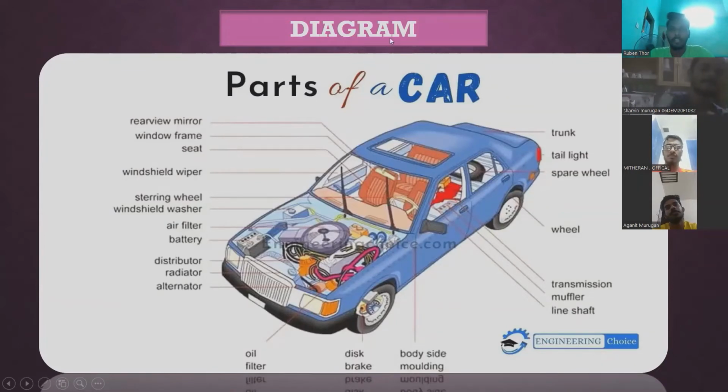Thank you very much, Mr. Sharvin. So this is a diagram of the parts of the car. We have the rear view mirror, window frame, seat, windshield wiper, steering wheel, windshield washer, air filter, battery, distributor, radiator, alternator, oil filter, disc brake, body side molding. Then inside the car we have the transmission, muffler, line shaft, then wheel, spare wheel, tail light, then the trunk.